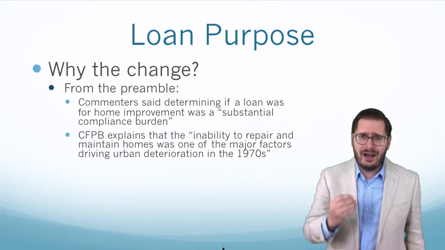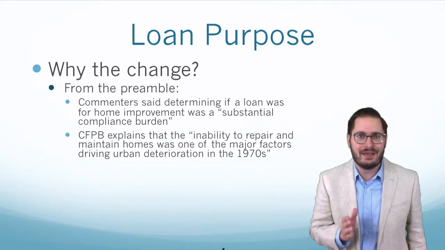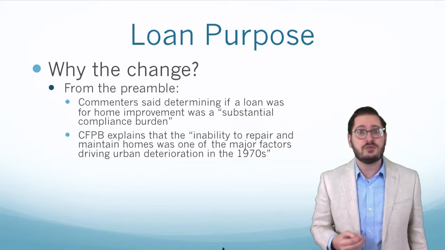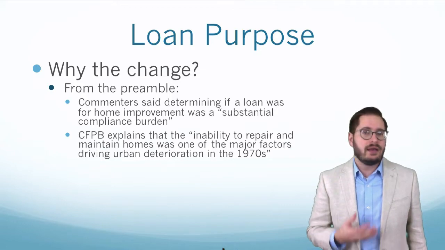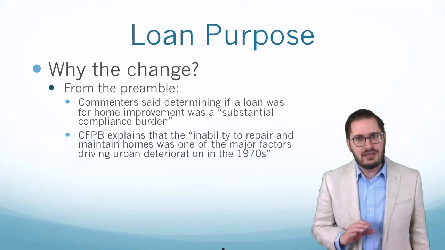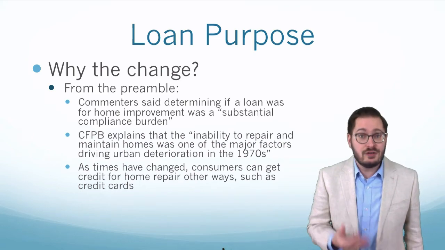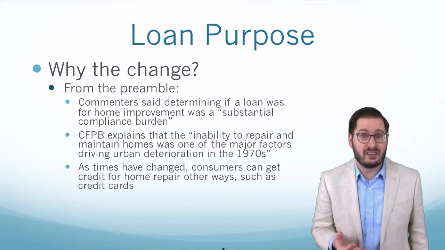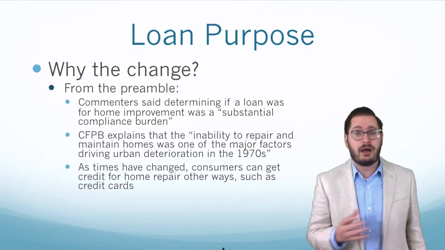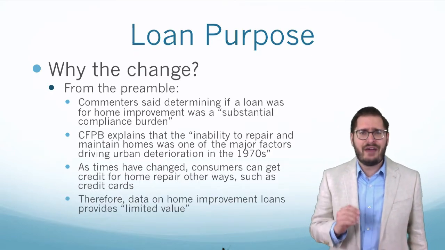So when they implemented HMDA back in the 1970s, which they did temporarily for about a decade till it became final, it was a major concern for them to make sure the financial institutions were doing home improvement loans. Otherwise, there was a lot of urban deterioration. So home improvement loans were not easy to obtain back in the 70s. Well, time has passed. We have now seen opportunities for consumers to get credit for home repairs other ways, such as credit cards and other unsecured loans or securing loans by automobiles. And home improvement now is just not as relevant of a factor as it used to be.